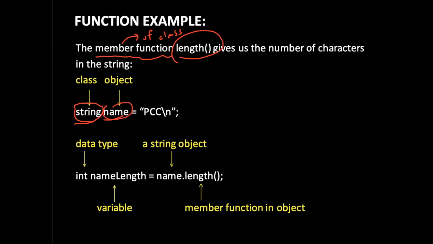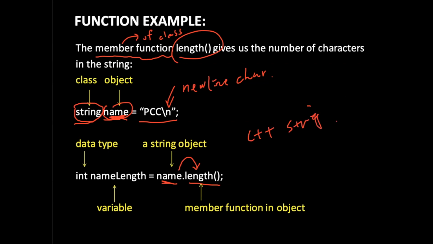Of type class. Let's say you have PCC. This is a generic string with a new line character, okay? So this is PCC with the new line character. Let's say you want to find out the size of this, or the number of characters you have inside this name. What you do is simply invoke this member function. This name's member function has length. So if you look at the C++ string API, you'll see that a string class has many methods, or member functions. By the way, member function is the same as methods.